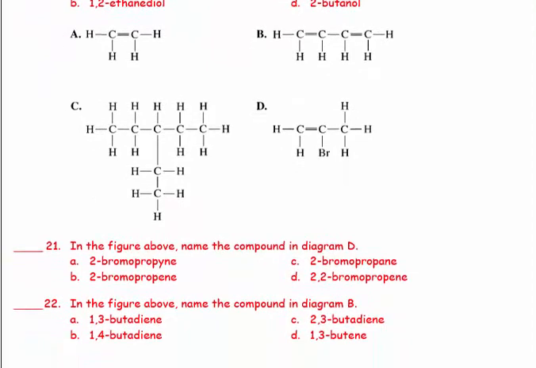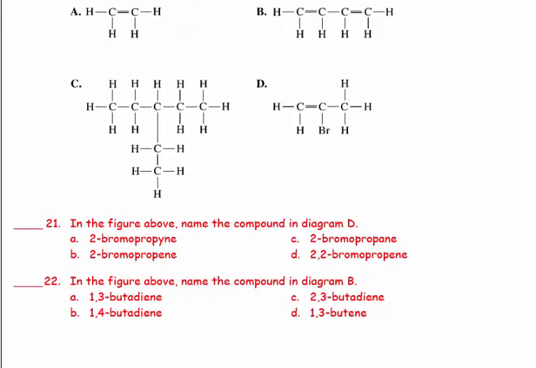We go to number 21. So here in number 21, in the figure above, name the compound in the diagram D. We go to the compound in the diagram D, and we're going to find that bromine has replaced the hydrogen here. So how are we going to name it? Here it is going to be bromopropene. But which one of the bromopropene? It is the second one, because the bromine is attached to the second one. This used to be propene, but now bromine replaced hydrogen, so it's bromopropene.